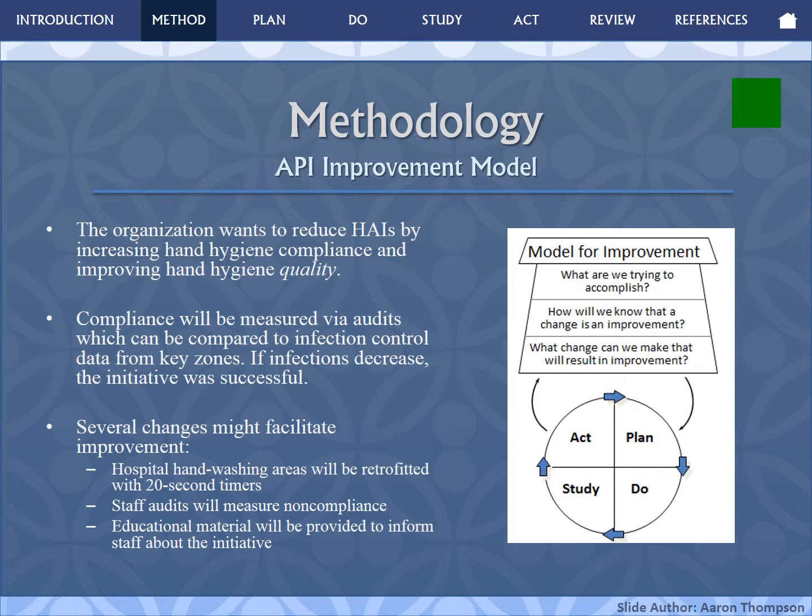Our team has a specific goal: to reduce hospital-acquired infections by improving hand hygiene, compliance, and quality. We'll measure these things with audits, which can monitor personnel and track equipment use in key hand hygiene zones. This data could be compared to infection control rates in similar zones. Our changes will include implementing 20-second sink timers, performing staff audits to measure compliance, and distributing educational programming.